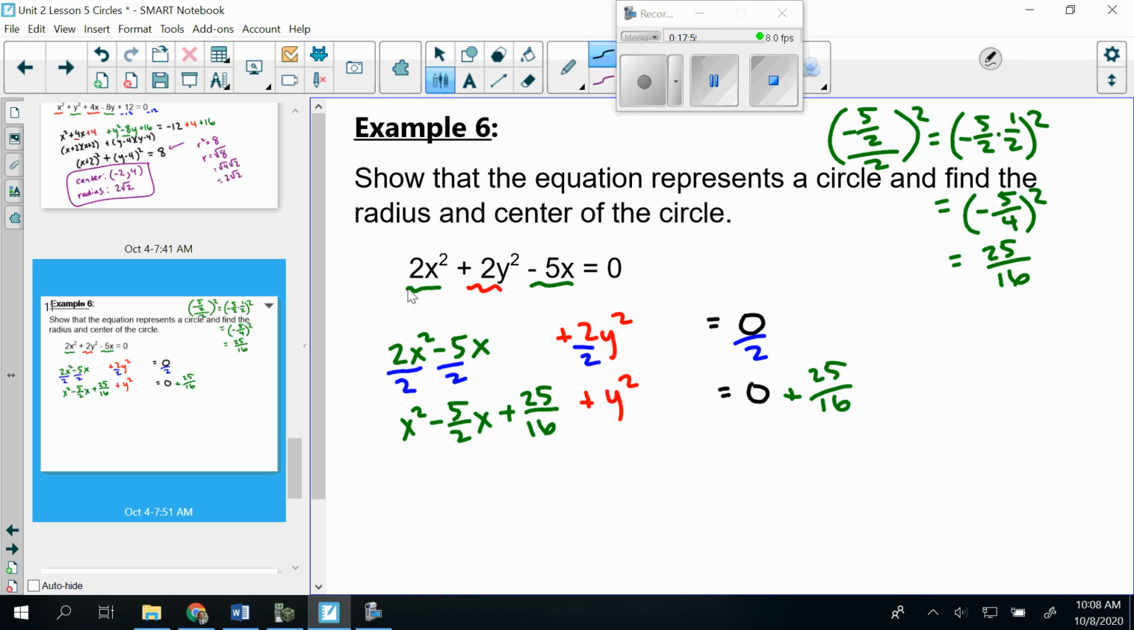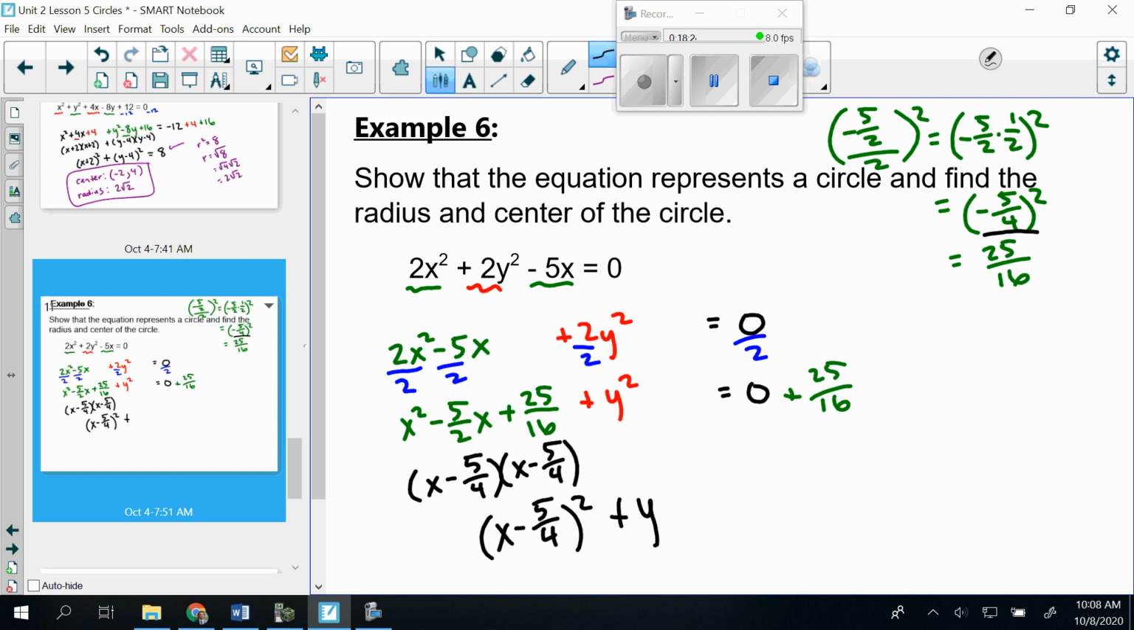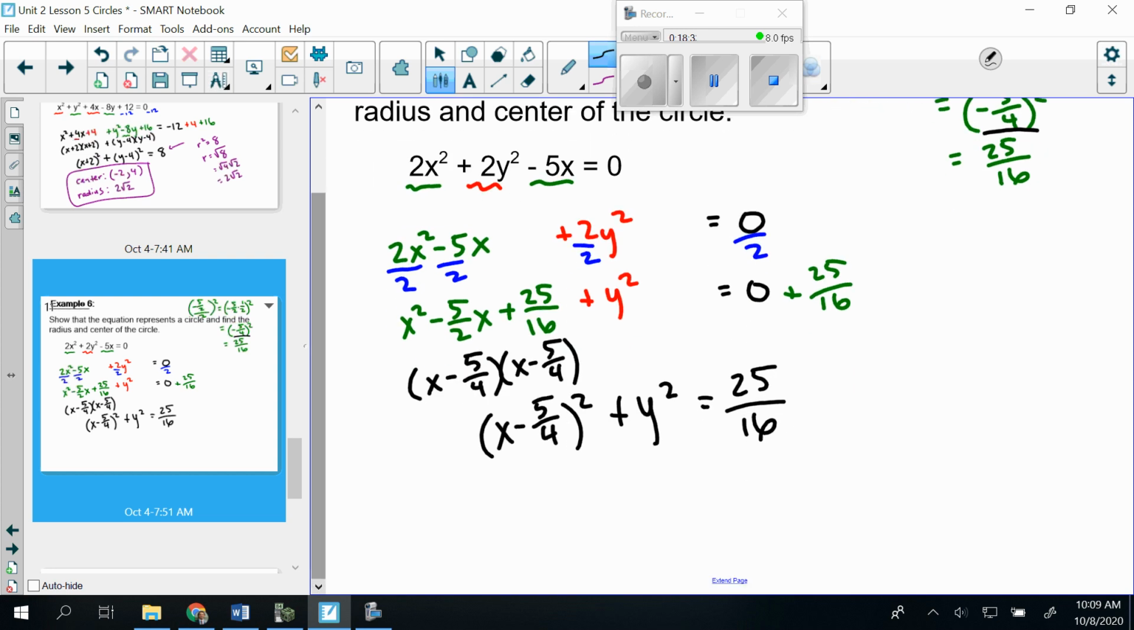So the one on the left here is going to factor to x minus 5/4 times another x minus 5/4. And the reason I knew that right away is that's the number being squared over here. So another way of writing that's going to end up being x minus 5/4 squared plus our y squared here equals 25/16. So there's our equation. This is the equation of the circle.